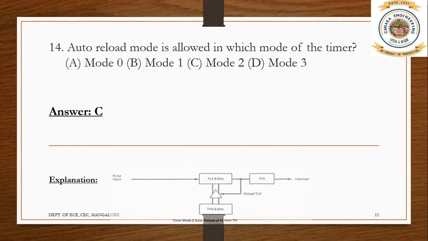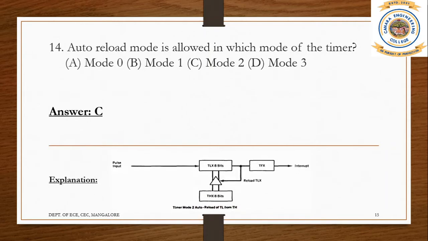So in mode 2, the operation goes like this, referring the figure. Whatever the value you need, that value will be fed into TH, the higher order 8 bits of timer. It can be timer 0 or timer 1. So higher order 8 bits will be stored with initial value of the count. Count can start from 0H or it can start from 07H, whatever. So that initial value will be stored here, and whenever it receives a pulse input, that initial value will be sent to TL, that is lower 8 bits.